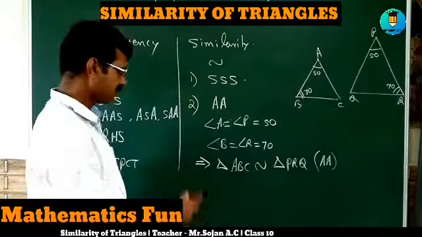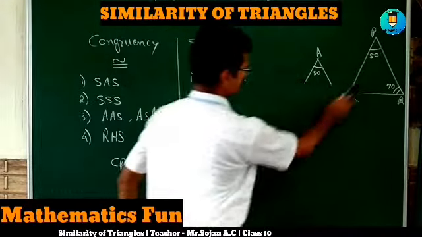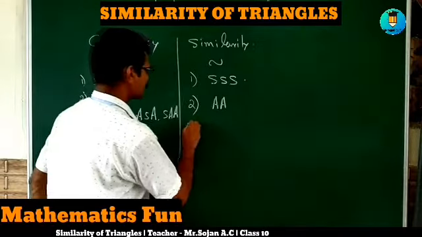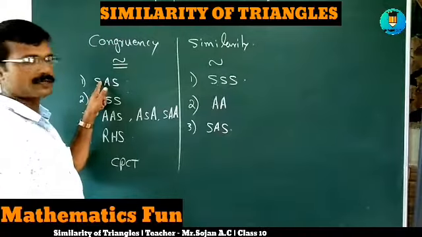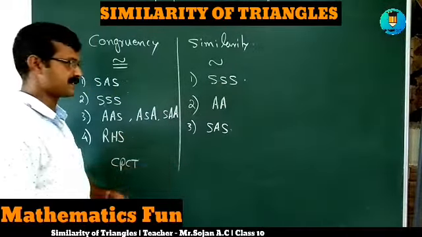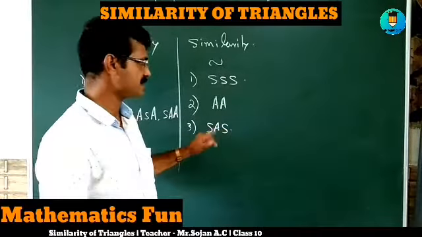Now there is one more, the third one. We say it is SAS. Don't confuse this SAS with the others, and even don't confuse SSS with this SSS. All are totally different. So what is SAS? Here the angle is included between the sides.